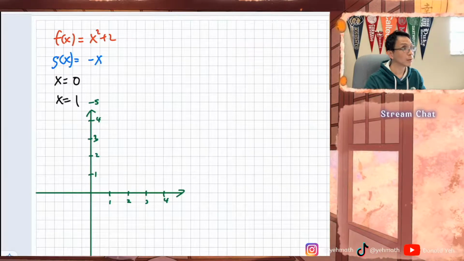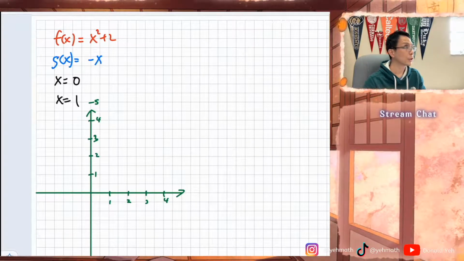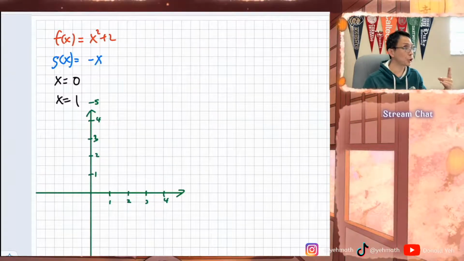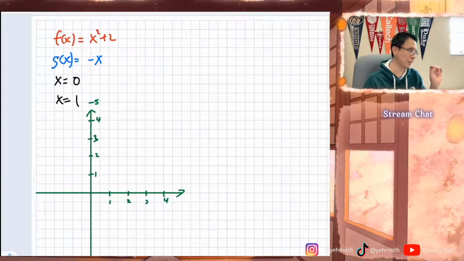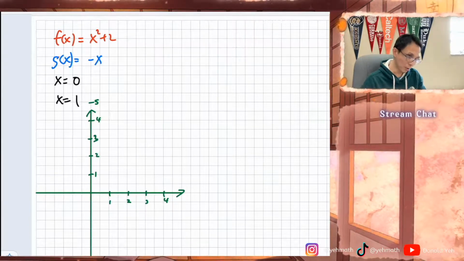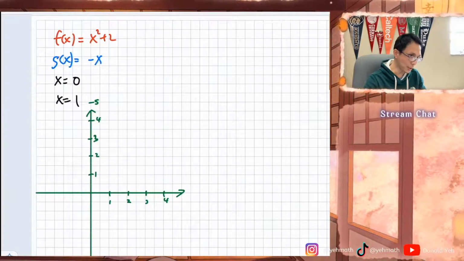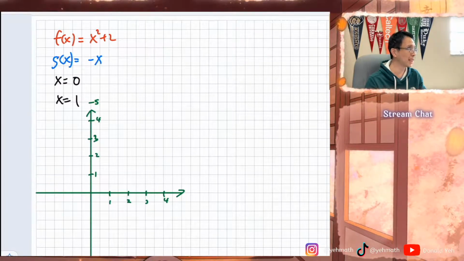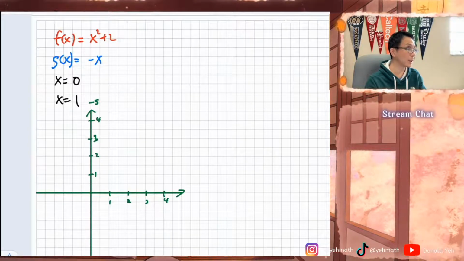Well, it's from 0 to 1. So the graph of x squared plus 2, you should understand how to graph that very precisely. But if you don't, it's not the end of the world. But I should be able to graph it precisely because x squared plus 2 is just a parabola moving up. Up how many units?